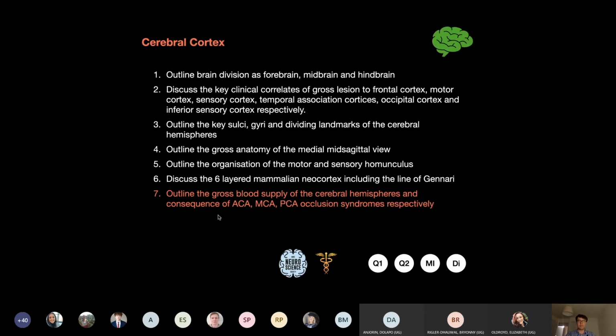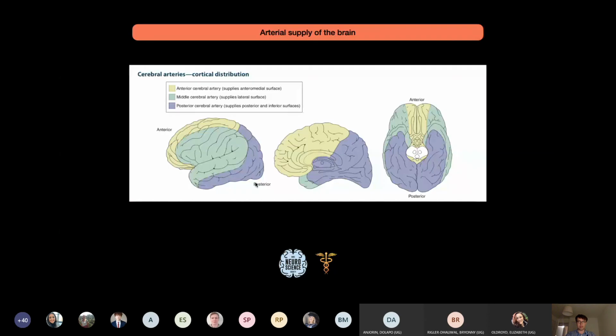So now briefly, gross blood supply. So we've already briefly touched on this. So here is a lateral view. You can see the lateral sylvian fissure. The middle cerebral artery pops out sideways, pops out of the lateral fissure and supplies a superior branch and an inferior branch.